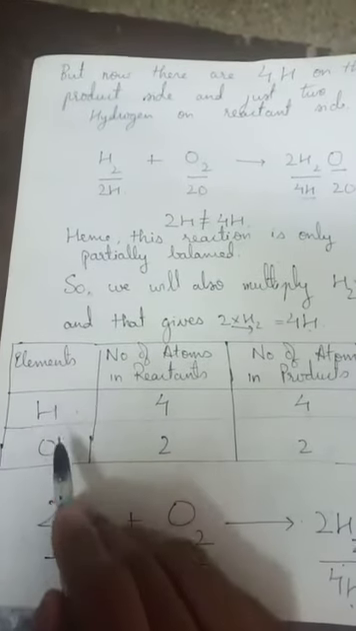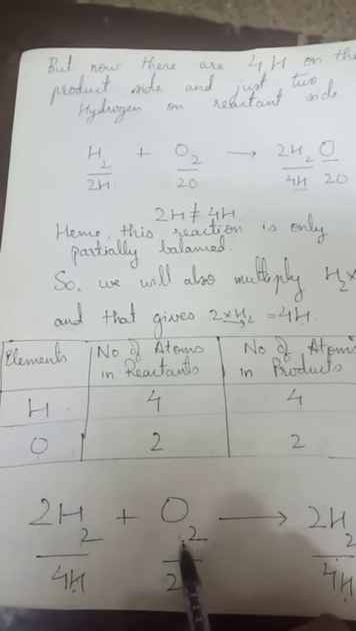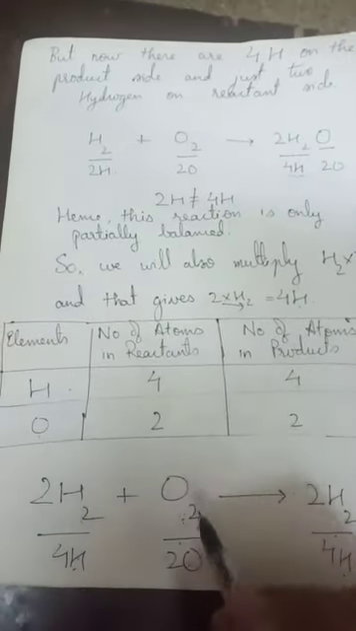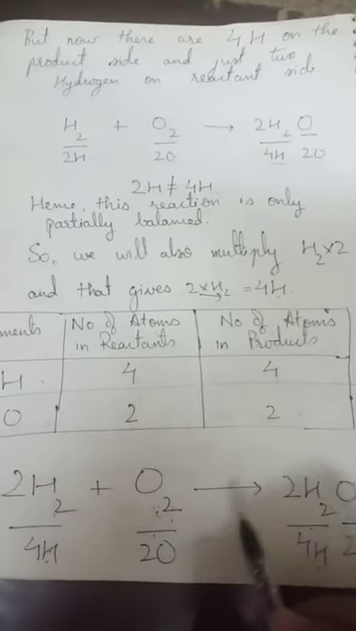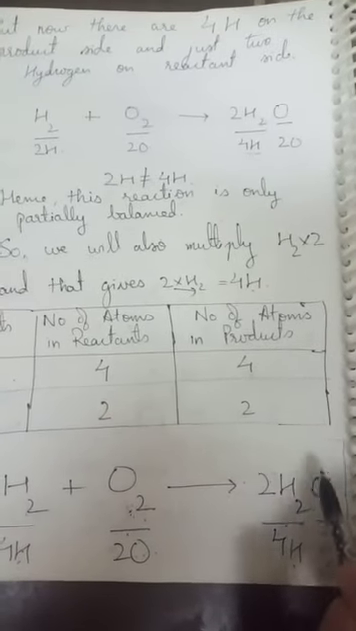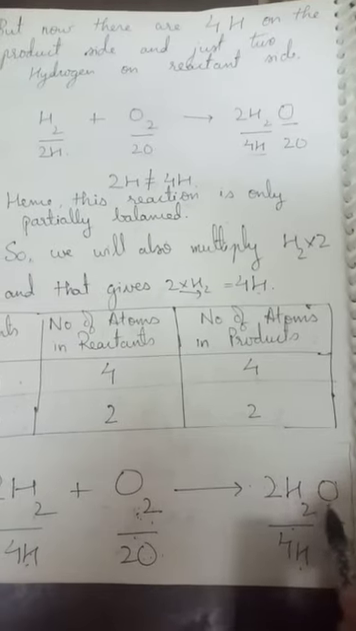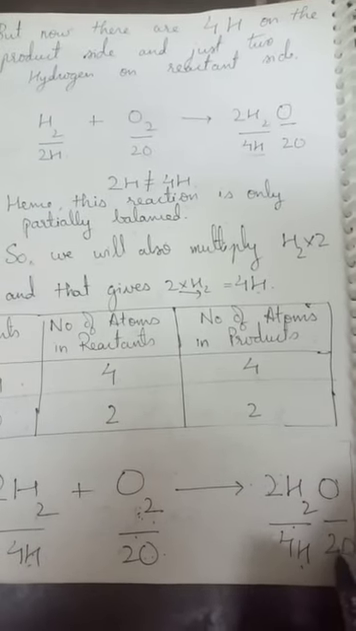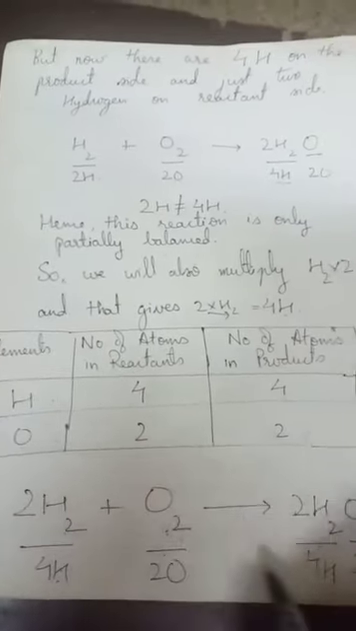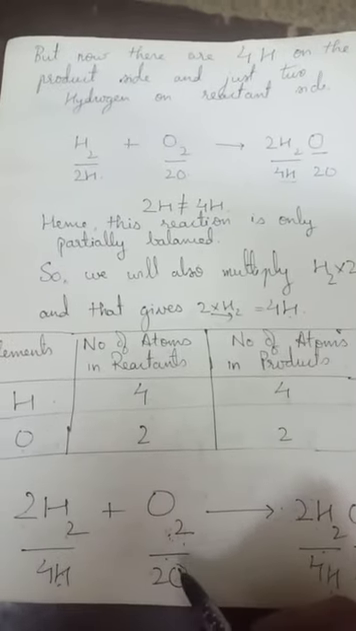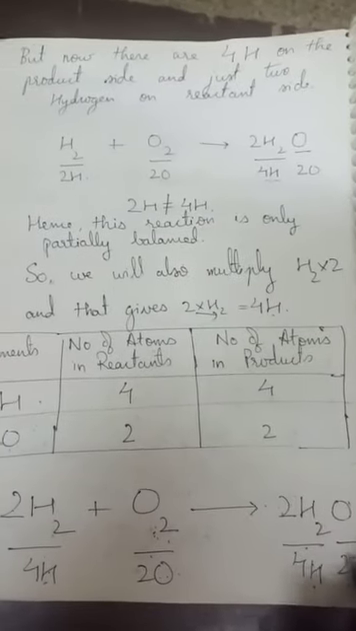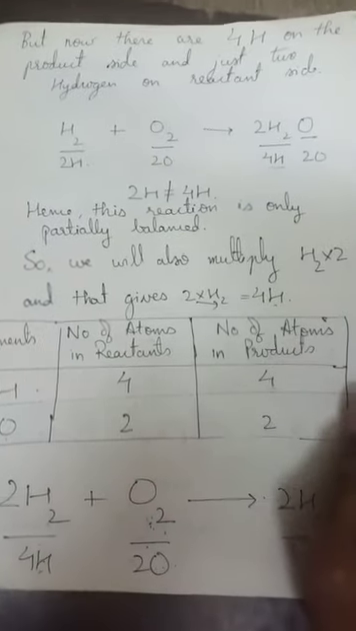And now there's another element called oxygen. On the reactant side, the number of oxygen atoms is O2, just 2. So 2 oxygens. And on the product side, the number of oxygen atoms is 2 into O, 2 oxygens. So here 4 hydrogens, here 4 hydrogens, here 2 oxygens, and here 2 oxygens. So now this reaction is completely balanced.